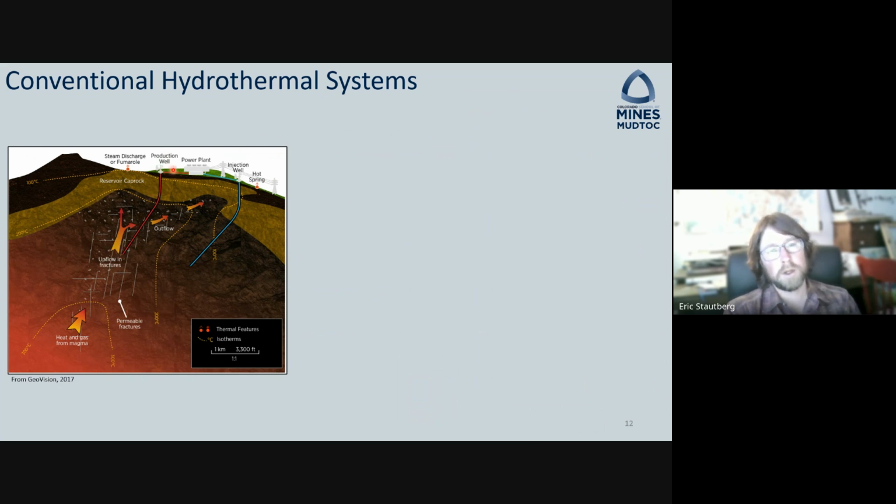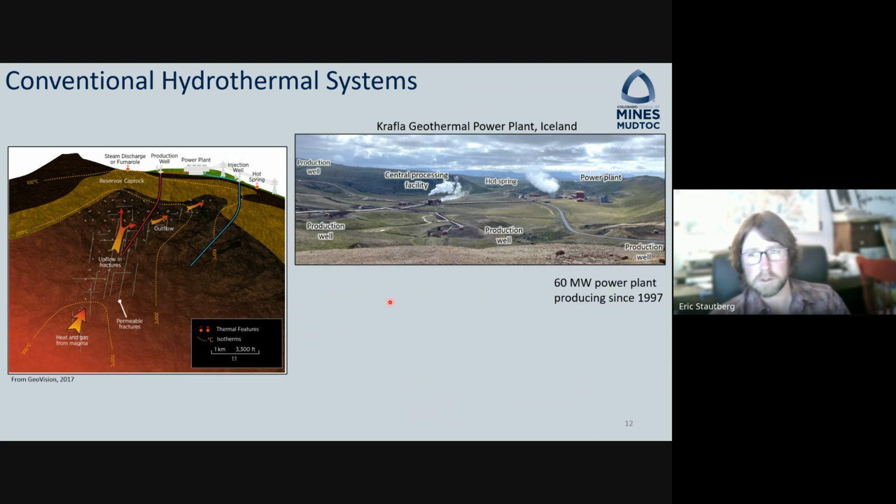And we can drill production wells into this fracture network or these somewhat porous reservoirs, produce steam directly out of the ground, run that through a power plant to make electricity, and then we can re-inject either the steam again or condensed water back underground. And typically with these power plants, they like to produce from the hot side of the system and re-inject into the cool side, kind of creating this convective loop. And that's your conventional hydrothermal systems.